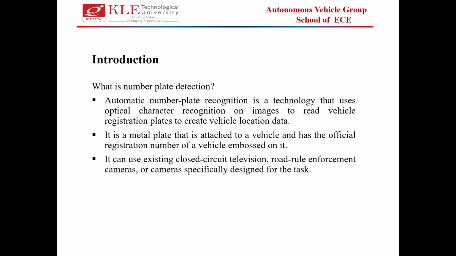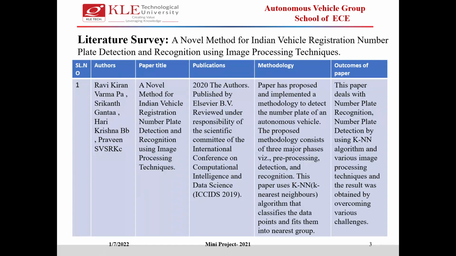So what is a number plate? It basically is a metal plate that is attached to the vehicle and has an official registration number of the vehicle embossed on it. So it can use the existing closed circuit television, that is the CCTV, or the road enforcement cameras, or the cameras specifically designed for the task. So in order to get more in-depth knowledge about this topic, we went on studying a few research papers.